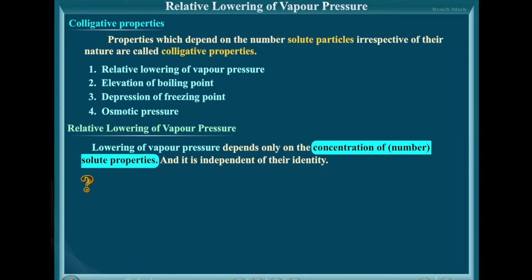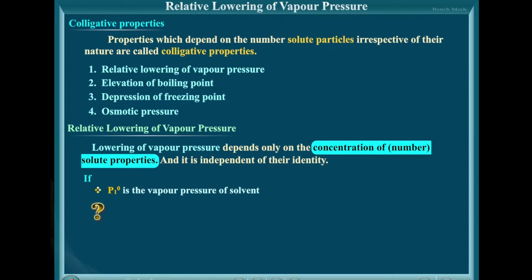Relative lowering of vapor pressure depends only on the number of solute particles, and it is independent of their identity. Let me remind you that relative lowering of vapor pressure is a colligative property, but lowering of vapor pressure is not a colligative property. So here it is actually relative lowering of vapor pressure.